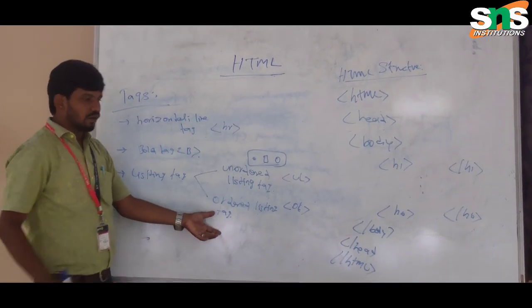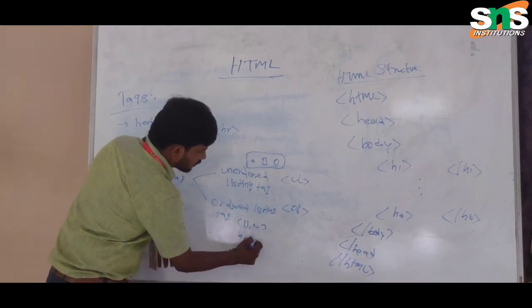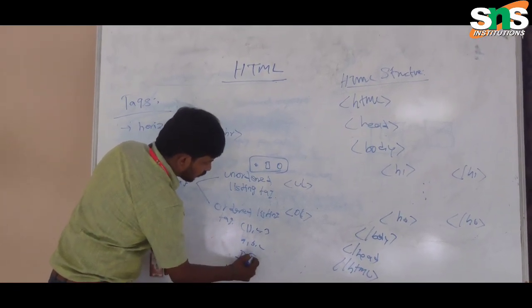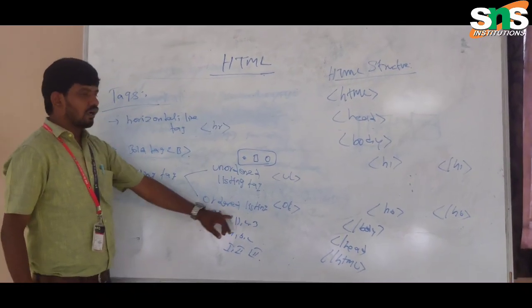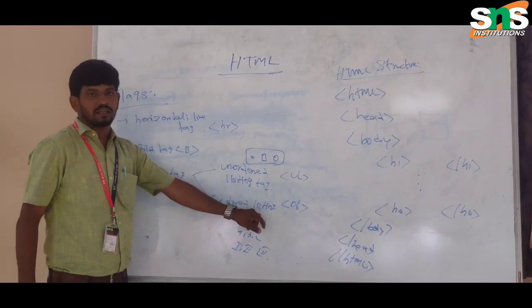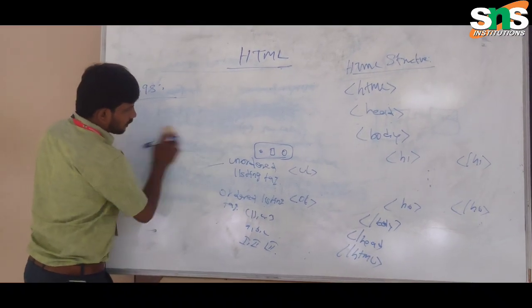In the ordered listing tag we use only numbers 1, 2, 3, or A, B, C, or Roman numerals I, II, III. This kind of information is stored in ordered listing tags. So we will see the ordered and unordered listing tags briefly.